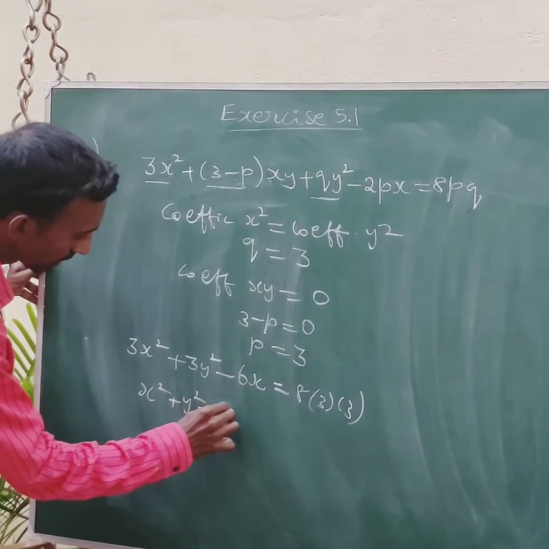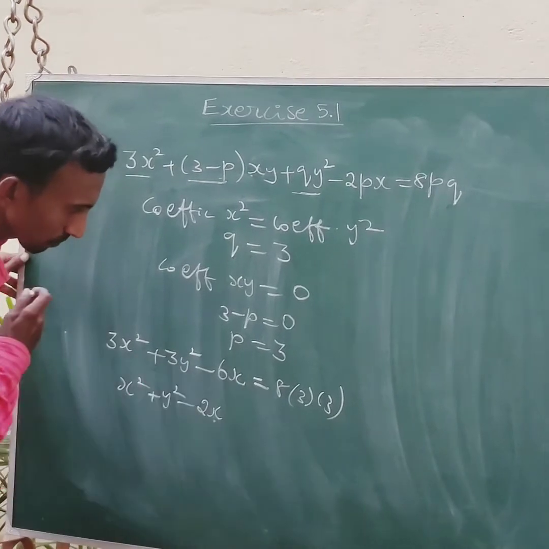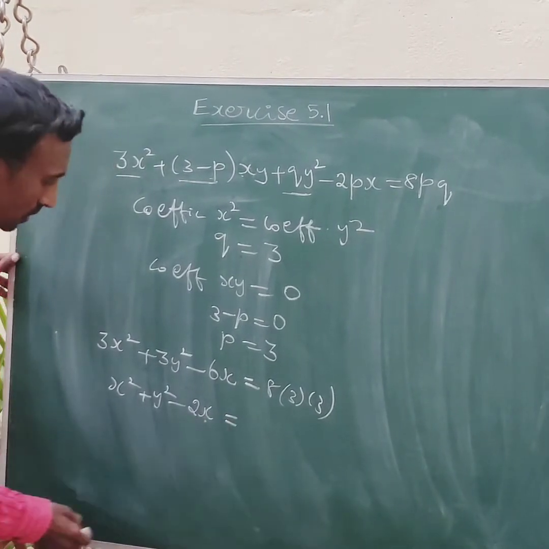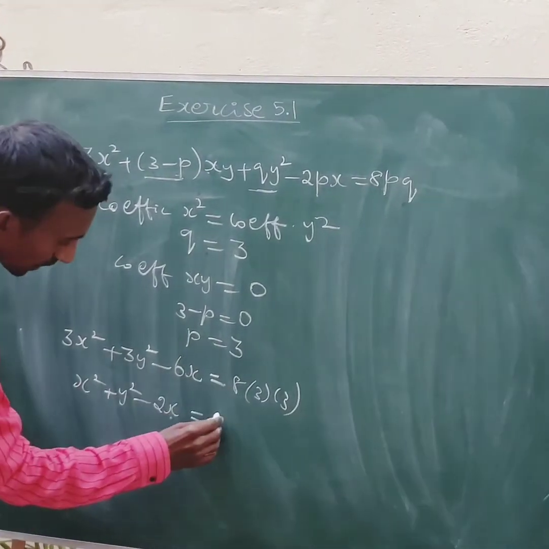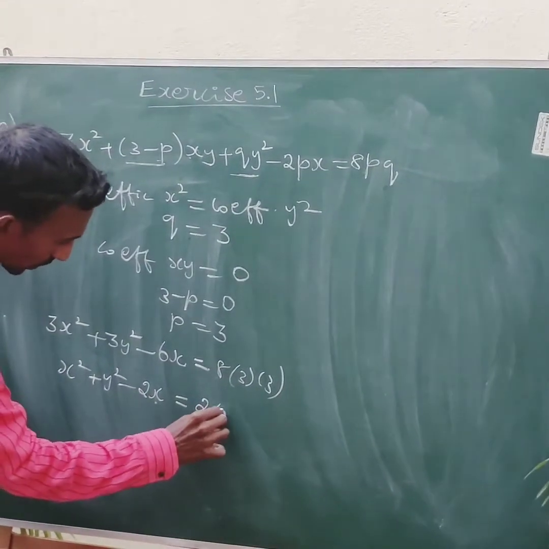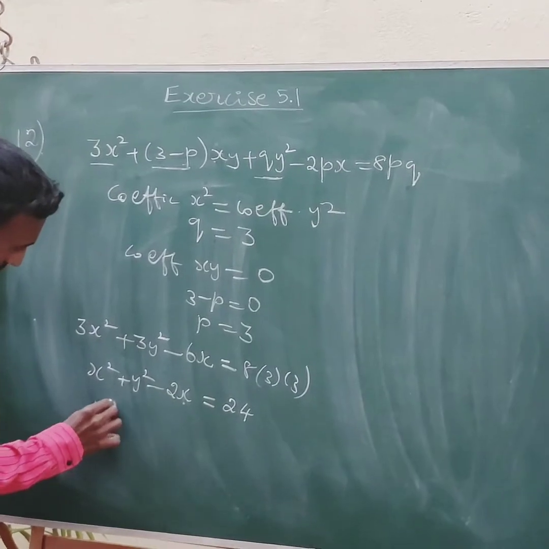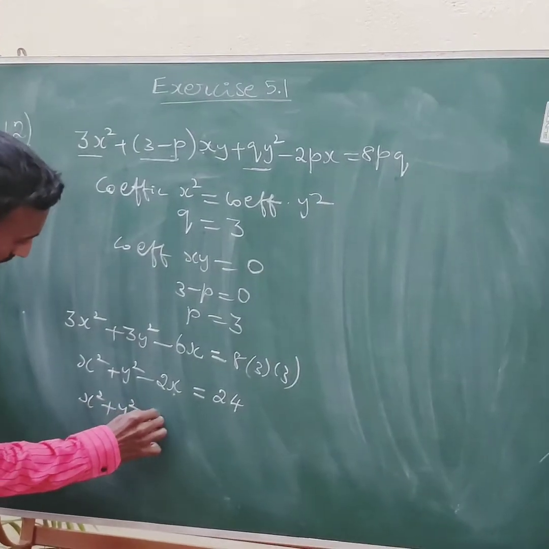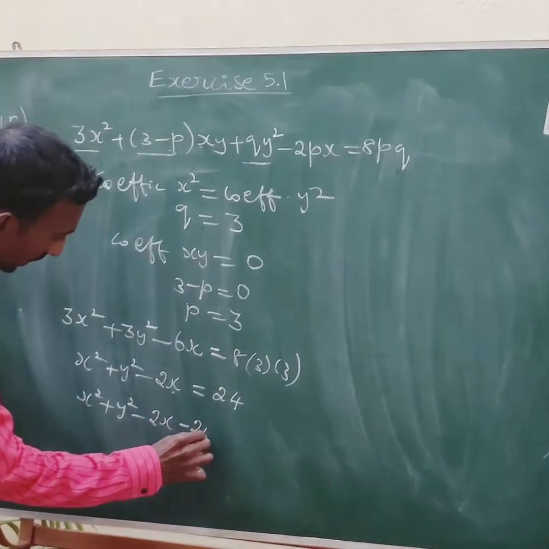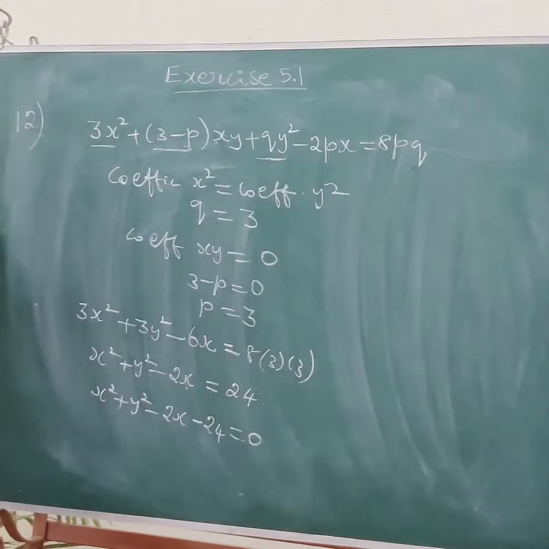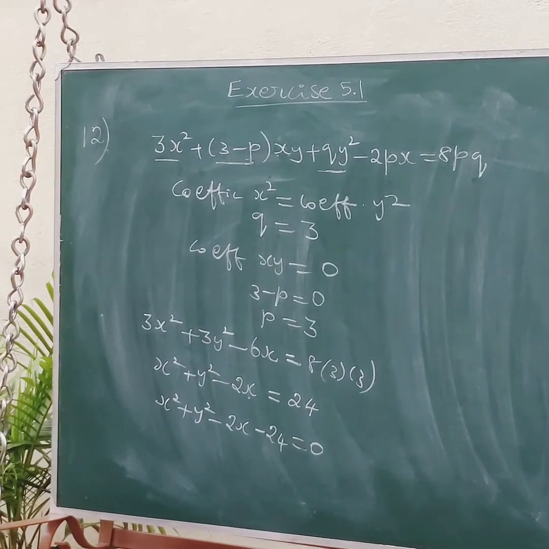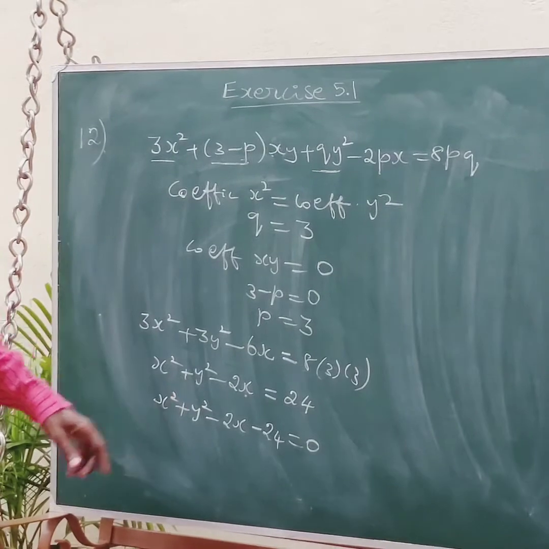we are getting x square plus y square minus 2x equal to, what is that? 3 into 3, 8 threes are 24. Okay, so change the side, x square plus y square minus 2x minus 24 equal to 0. Now the question is to find out the center and radius.